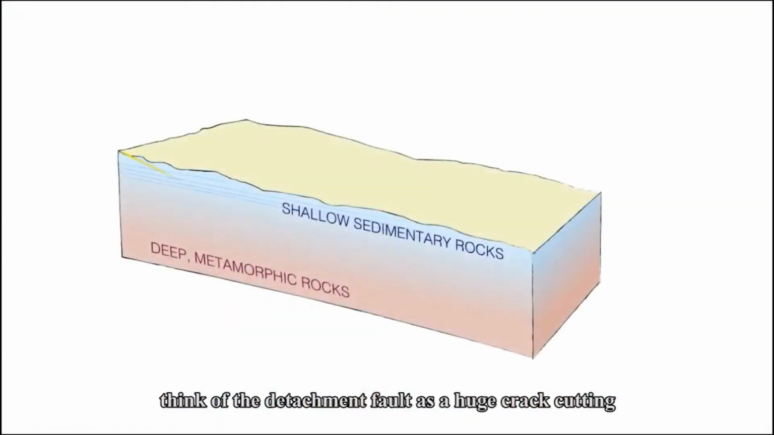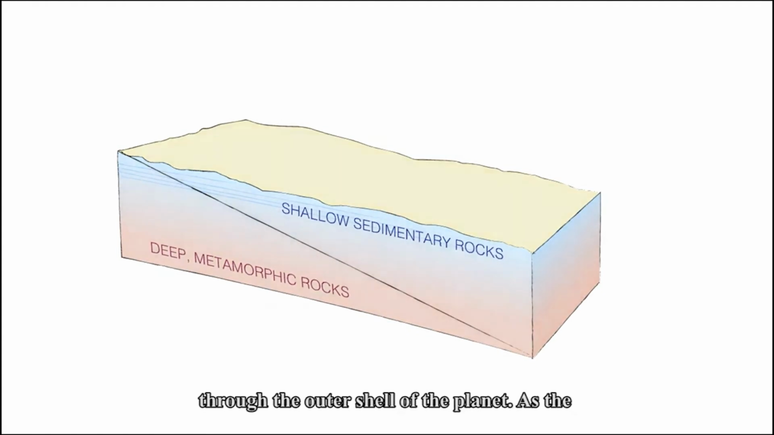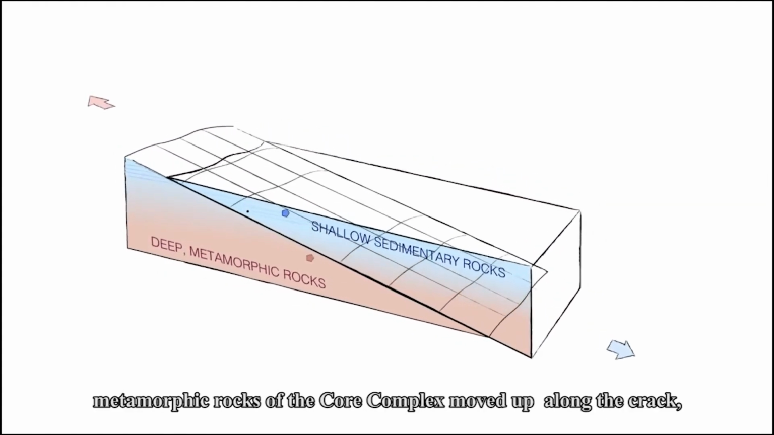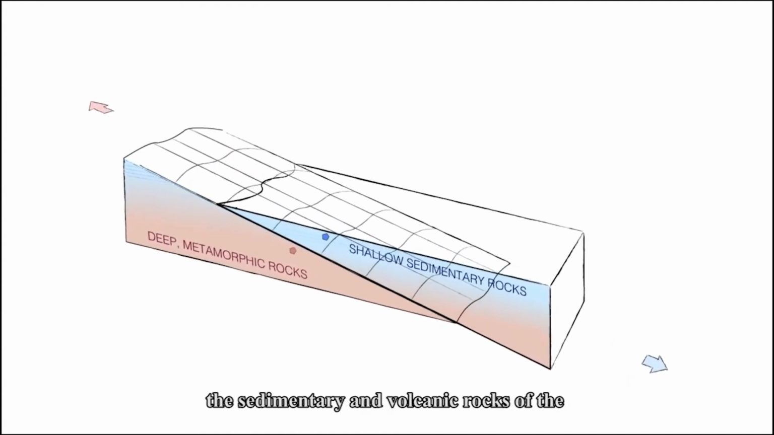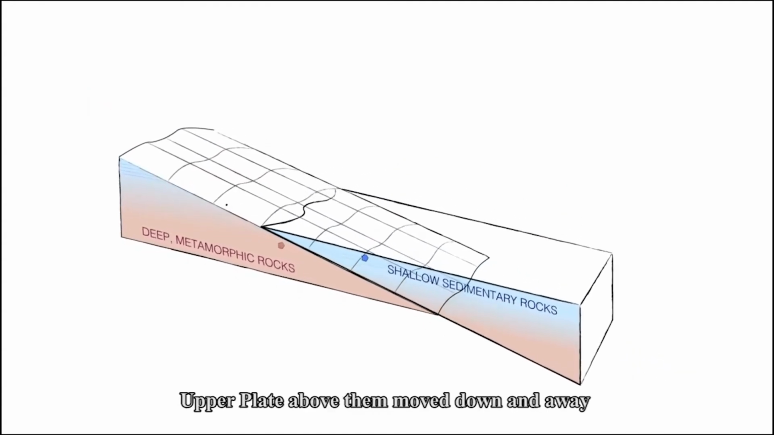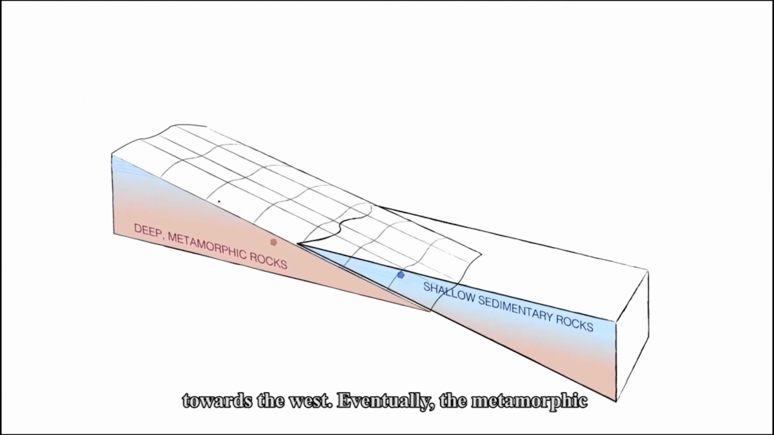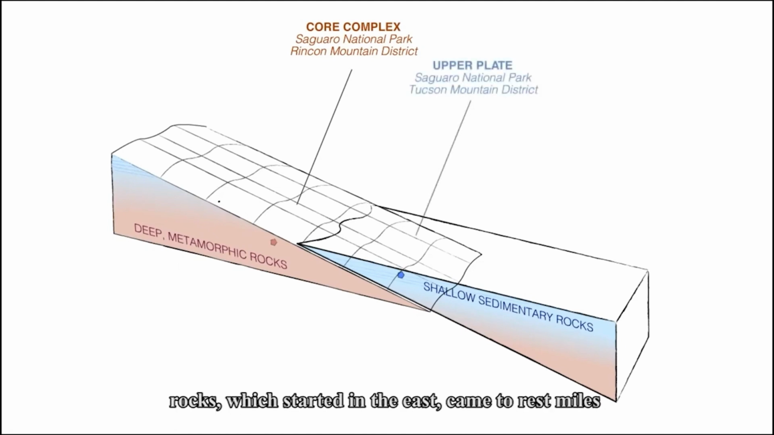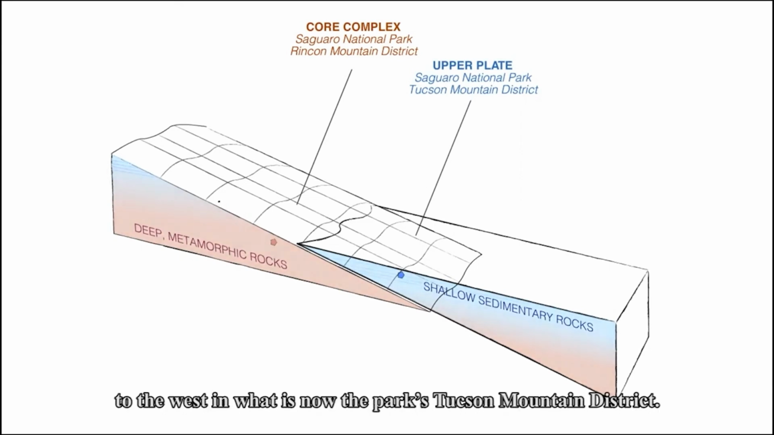We can think of the detachment fault as a huge crack cutting through the outer shell of the planet. As the metamorphic rocks of the core complex moved up along the crack, the sedimentary and volcanic rocks of the upper plate above them moved down and away towards the west. Eventually, the metamorphic rocks reached the surface in the park's eastern Rincon Mountain district, while the upper plate rocks, which started in the east, came to rest miles to the west in what is now the park's Tucson Mountain district.